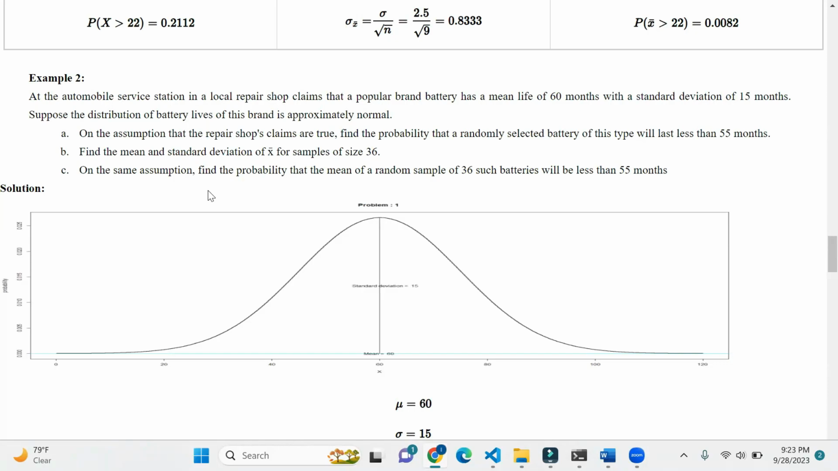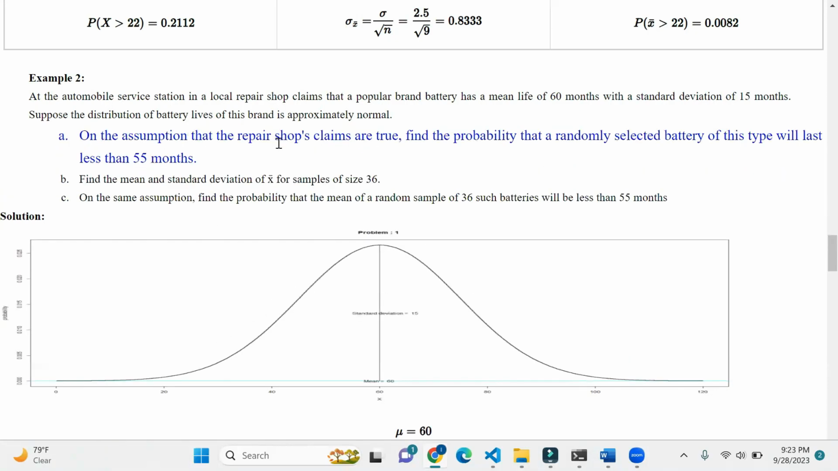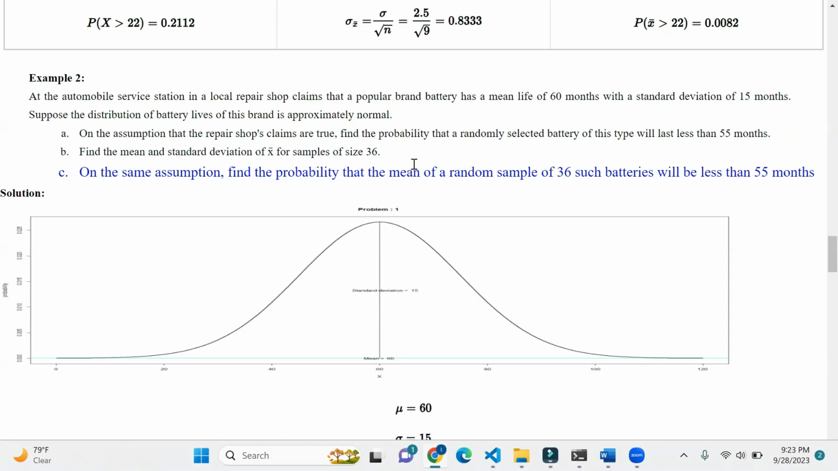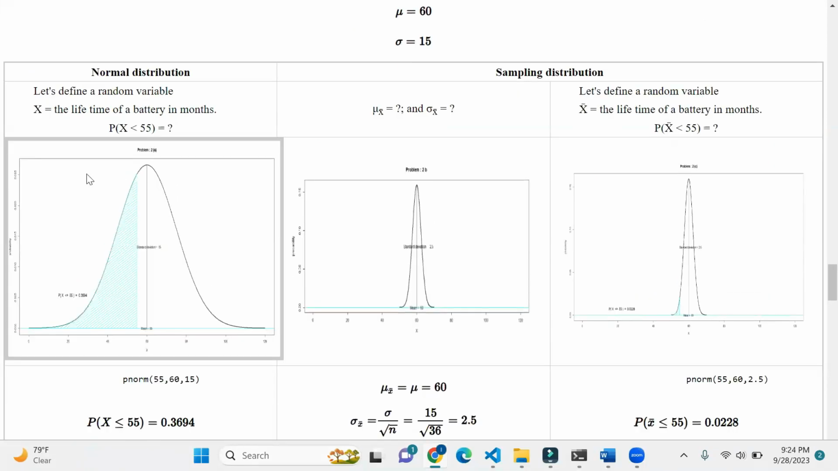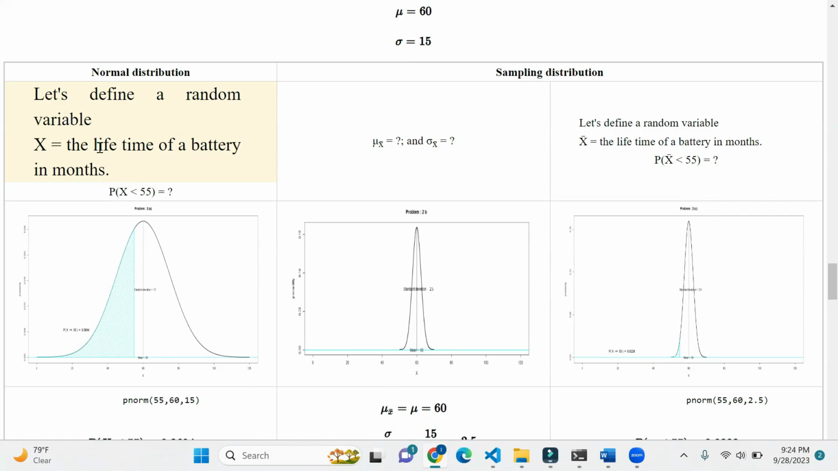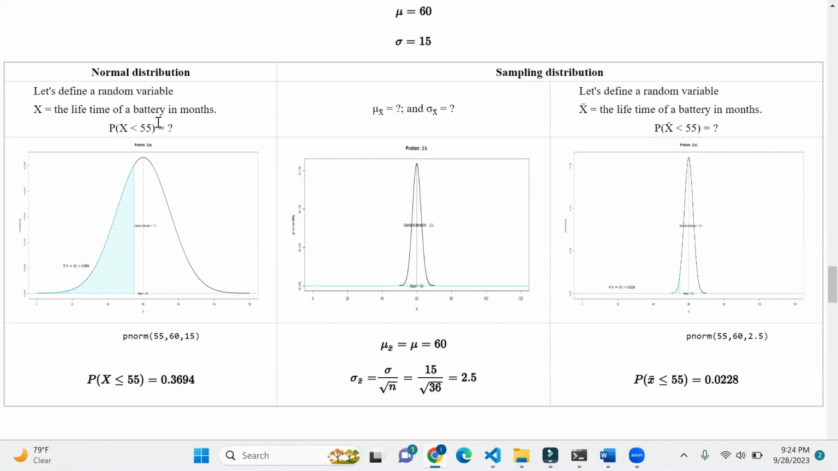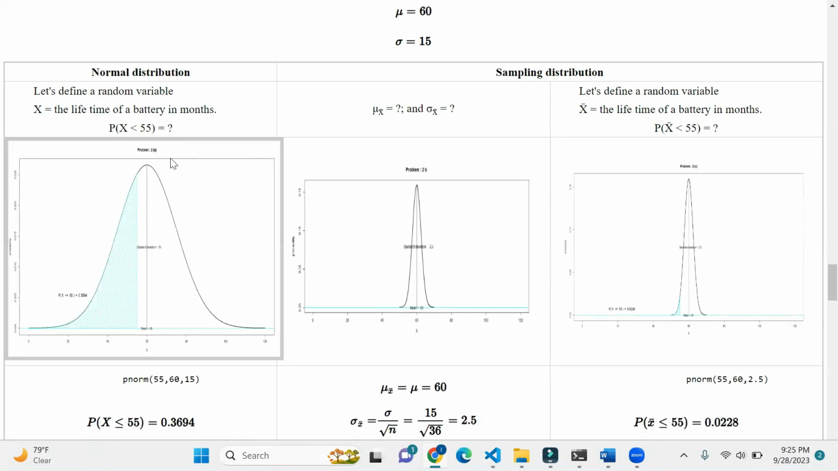The first part of the problem requires the simple probability that a randomly selected battery has lifetime less than 55 months. Whereas in the second part, we need to find the probability of mean life of the battery less than 55 months, considering the sample size 36. For the first part, let's define a random variable x that counts the lifetime of a battery in months. Here we shall try to find out the probability given by this expression, that is the probability that a random variable x is less than 55, as shown here in the first graph on the display.